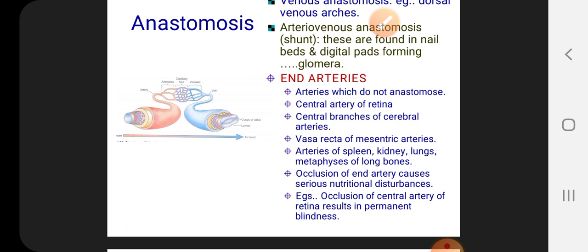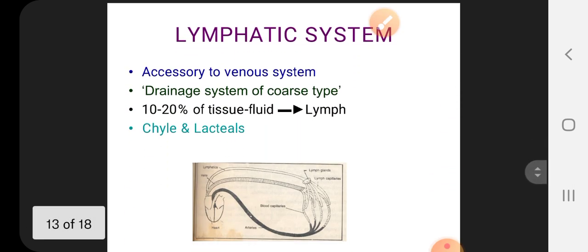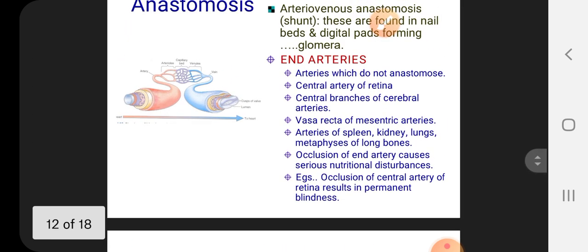Examples of end arteries are: number 1, central artery of retina, central branches of cerebral arteries, vasa recta of mesenteric areas, arteries of spleen, kidney, lungs. Occlusion of end arteries causes serious nutritional disturbances. Example: occlusion of the central artery of retina results in permanent blindness. This is all about anastomosis and end arteries.